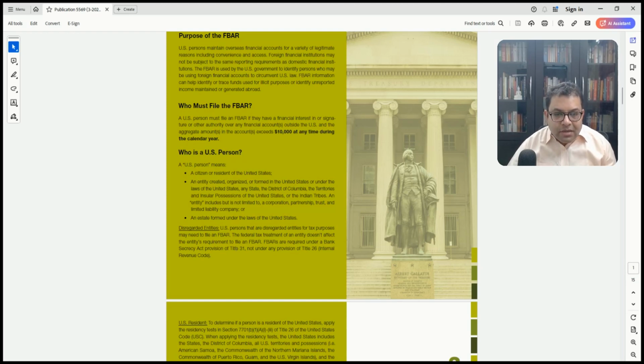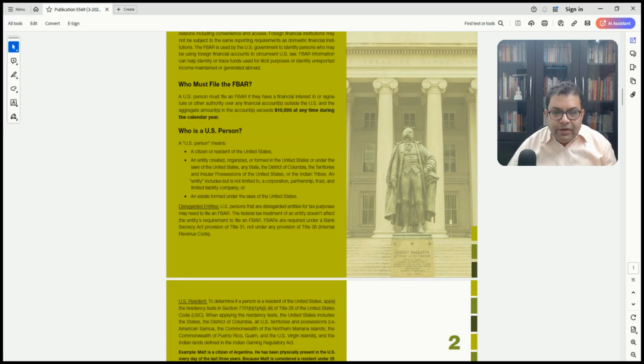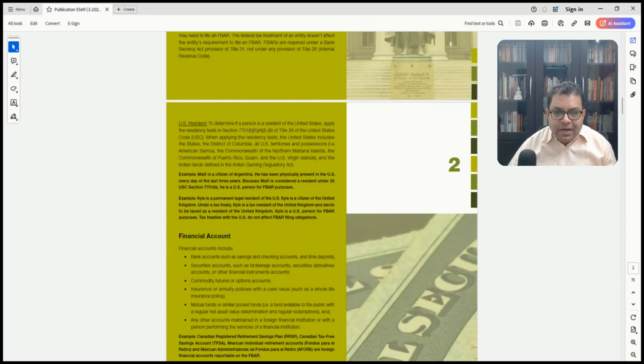Now, there is a provision on disregarded entities, that US persons that are disregarded entities may need to file it. A single example is a single member LLC, which is considered a disregarded entity because the entire income from that particular entity is taxed in the individual's tax return. So, they also may need to file an FBAR, right? Okay. So it says the federal tax treatment of an entity doesn't affect the entity's requirement to file an FBAR. So this is also important, right? Then there are the provisions that are given about whether a person is a resident or not, right? I'm not going into that. Then there are even examples that are given, so you can go through.